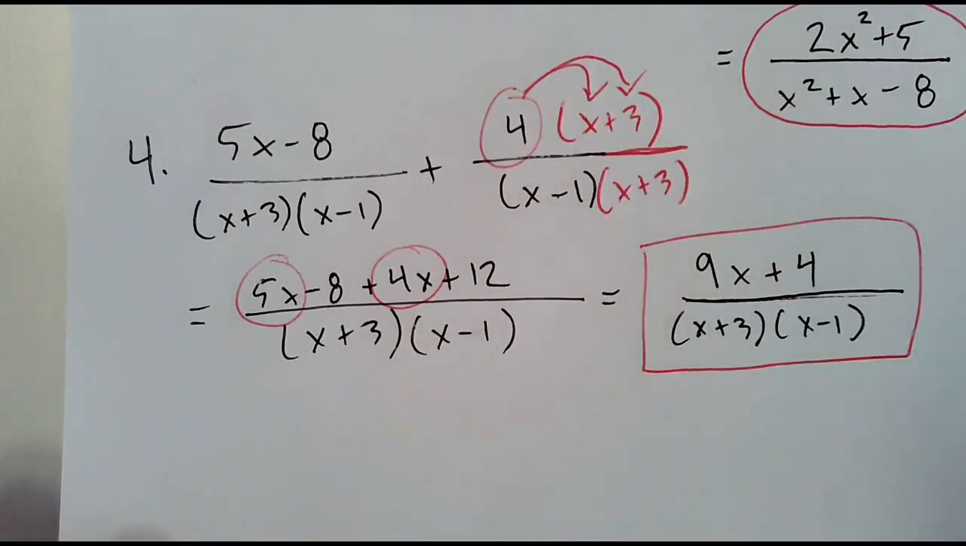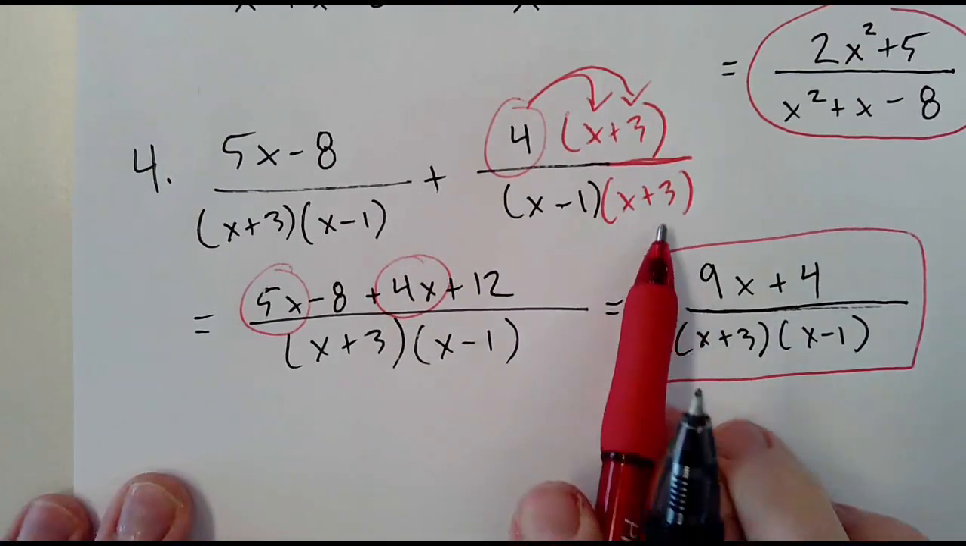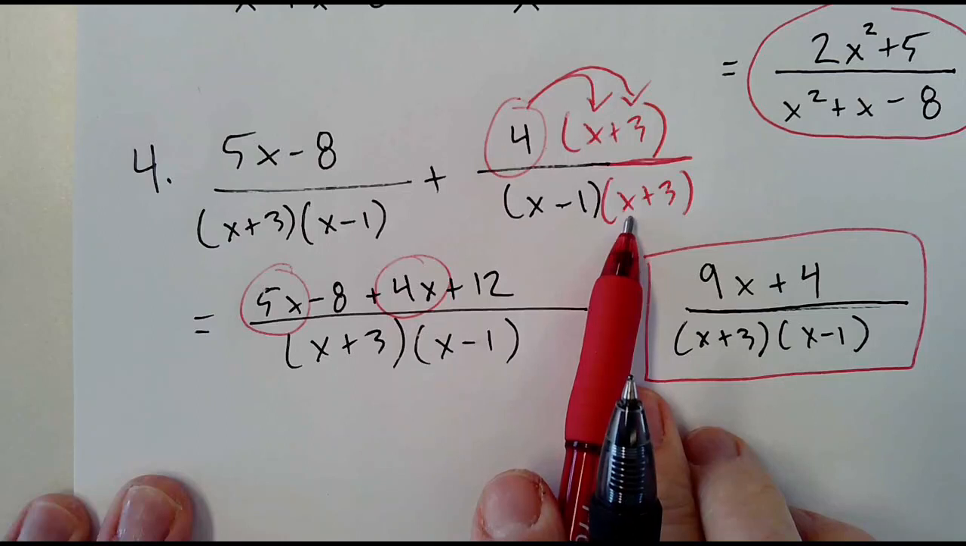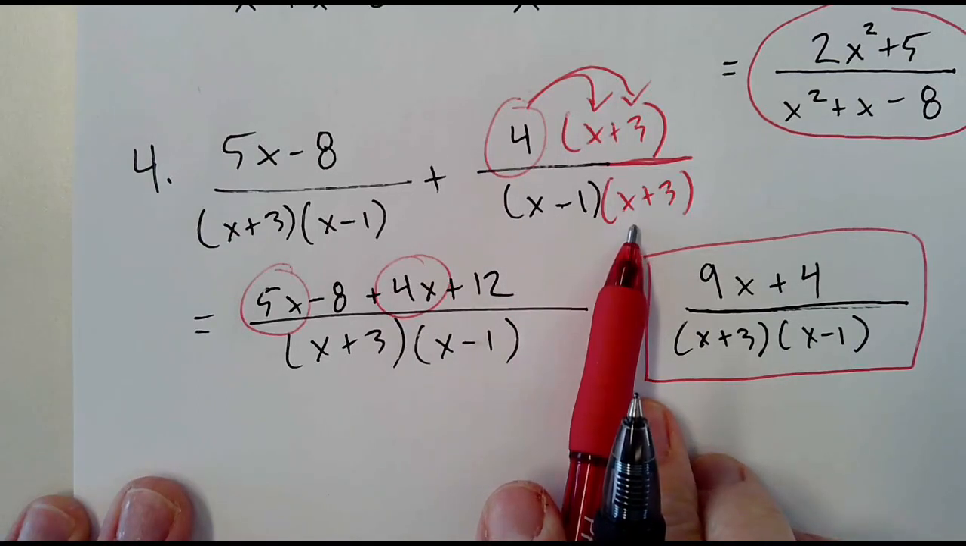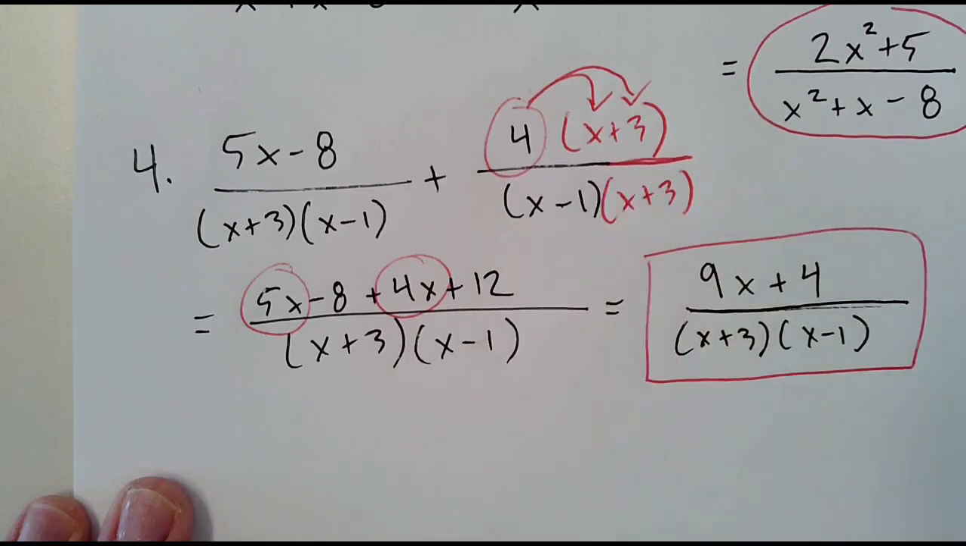But right there is this idea that I just brought in of multiplying top and bottom by that missing factor. The second fraction was missing the x plus 3 factor. So we had to multiply it on bottom and top. And that is the tough thing about this. If you can get that, then that would be really great.